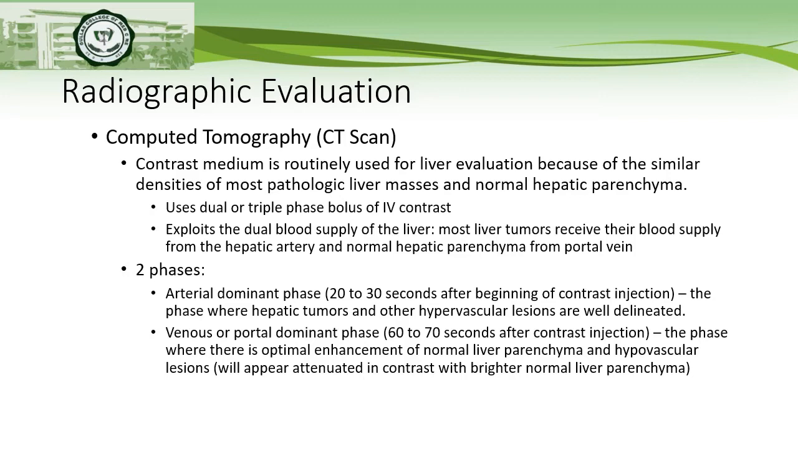So, in the end, many hepatic tumors that derive the majority of their blood supply from the hepatic artery, as well as other hypervascular lesions, are well delineated in the arterial phase. On the other hand, the portal phase provides the optimal enhancement for the normal liver parenchyma.